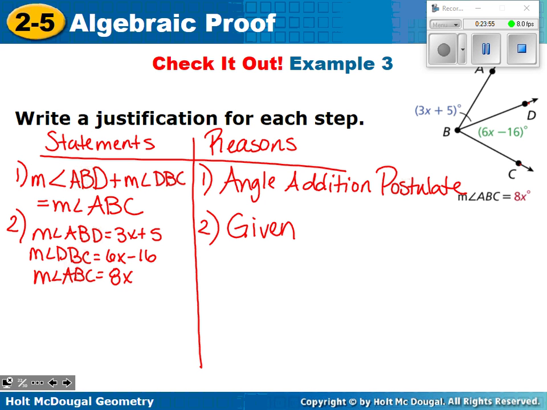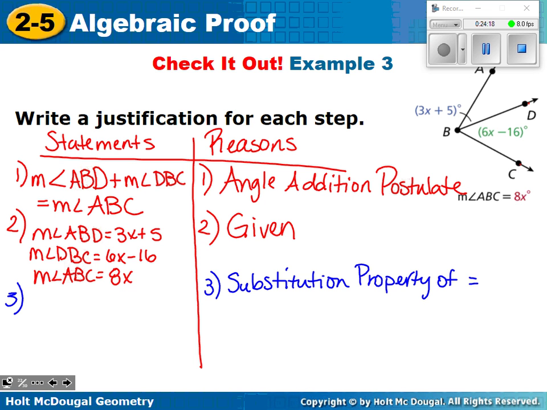And now what are we going to do to get that equation? What are we doing? Substitution. We're just going to substitute it in just like the last one. So we're going to use the substitution property of equality, and we're going to write our equation. So we'll plug the 3x plus 5 in and get 3x plus 5 plus, plug the 6x minus 16 in, equals, and then plug the 8x in. And now we have our equation.